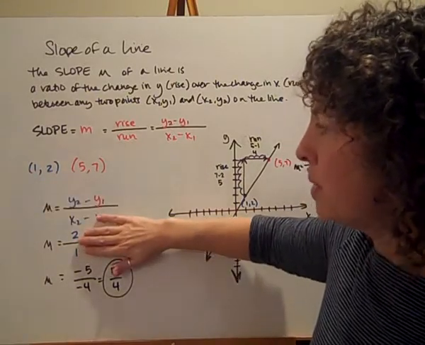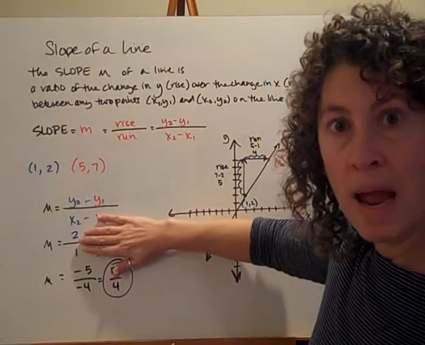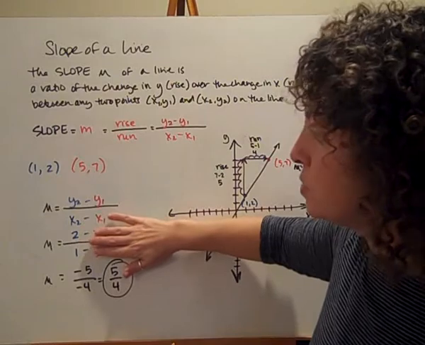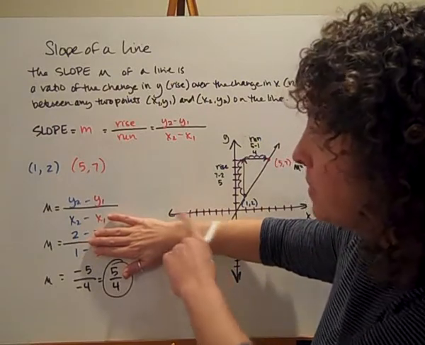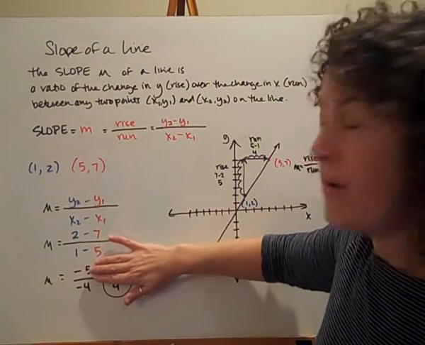So I've started my ratio like that. I just worry about the 2 and the 1. Y value on top, x value on the bottom. Then I do subtraction. And then I take my second ordered pair, 5 and 7. I put the 7 in my numerator, and I put the 5 underneath it.